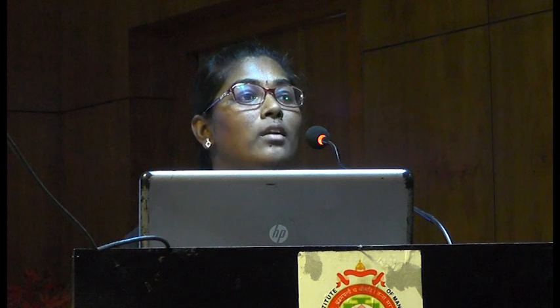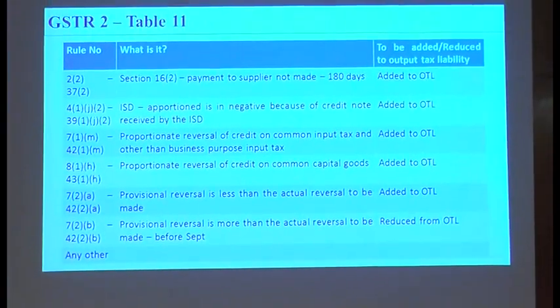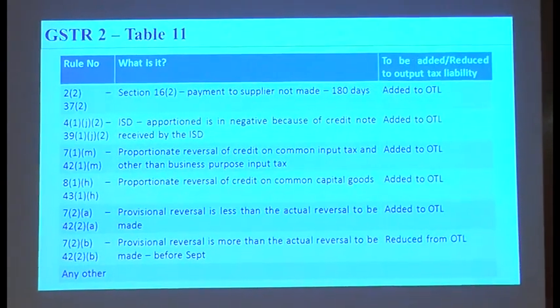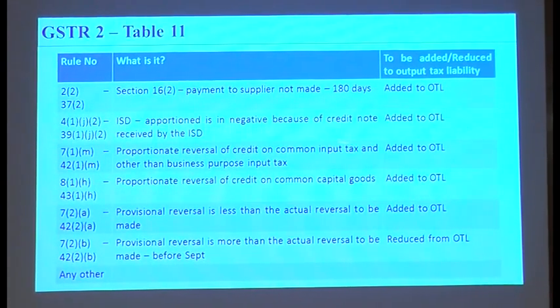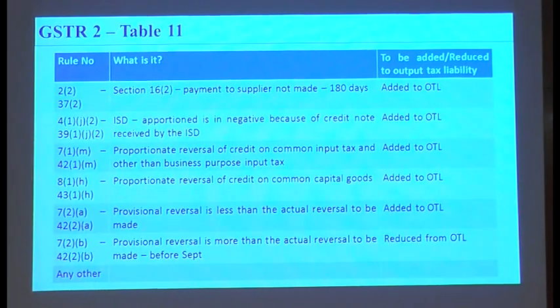Similarly, proportionate reversal in case of common capital goods. Morning Anis sir gave an example. In case of common capital goods, the total input tax credit has to be divided by 60, and each month you have to ascertain how much of the credit is used for exempted supply, and that has to be paid with interest. So such amount will be added to my output tax liability register.